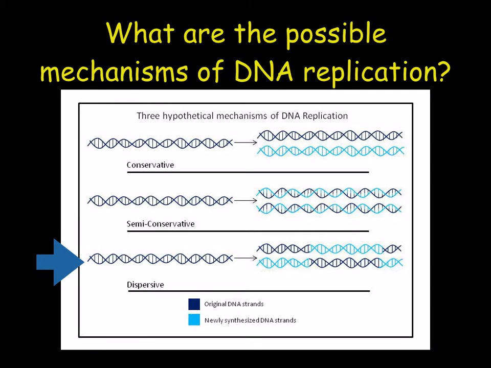And then finally the dispersive model, which predicted that parental DNA would be broken down and the nucleotides replicated before being dispersed randomly throughout the new molecules. So the new molecules would contain both new and original material, but this would be randomly distributed and not necessarily with equal amounts of old and new material in each molecule.